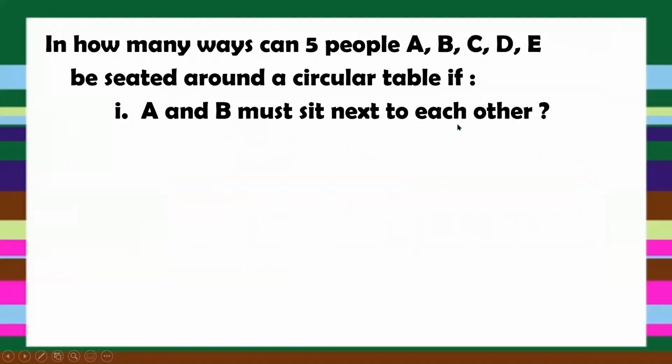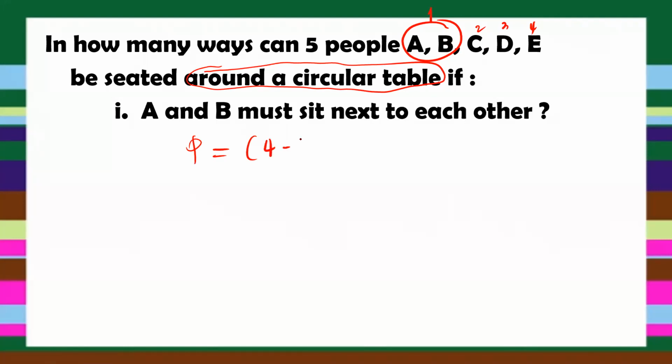A and B must sit next to each other. So kung 5 sila, we will count this as 1. 1, 2, 3, 4. So 4 na lang. This is around a circular table. So kung magkatabi sila or they will sit next to each other, we'll count them as 1. 4 na lang ngayon yung natin. Therefore, we subtract 1 from that. Times natin siya dun sa arrangement nilang dalawa, which is 2 factorial. So ito yung 4 minus 1.